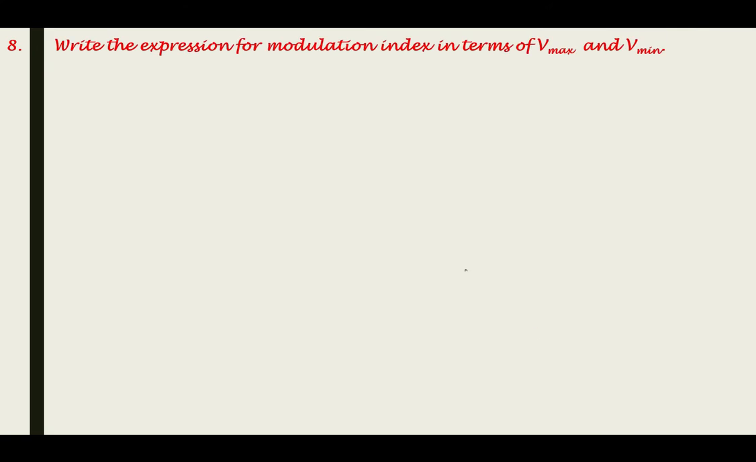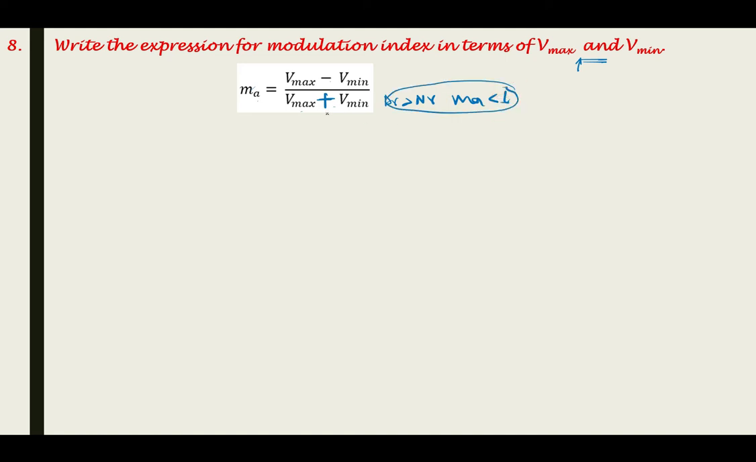Next question, write the expression for modulation index in terms of Vmax and Vmin. It is given as Vmax minus Vmin by Vmax plus Vmin. Always remember positive sign should be at the denominator. If denominator is greater than numerator, then the value will always be less. So this is the key to remember.